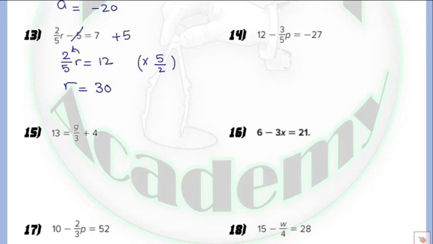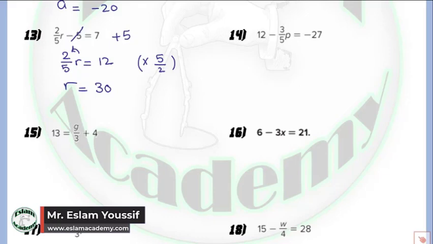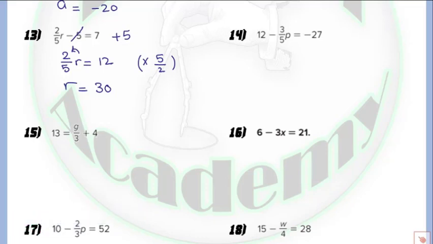Now in question number 14. 12 minus 3 over 5p equals negative 27. At the first, rearrange the equation. Just write the variable term first. So we have negative 3 over 5p. 12 is positive, it means plus 12, equals negative 27. Now we have plus 12, so we'll use minus 12. So negative 3 over 5p equals negative 27 minus 12 equals negative 39.